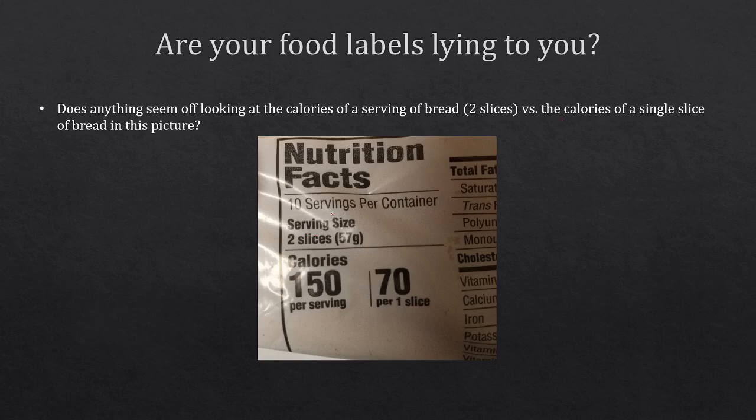Notice that it tells you that a serving size is 2 slices. And it tells me that the calories in that serving is 150 calories per serving. It also tells me that there are 70 calories in 1 slice of bread. Now, maybe it's just me, but I would notice that, hey, there's 70 calories in 1 slice, and I instead eat 2 slices. That sure seems like it should be 140 calories.